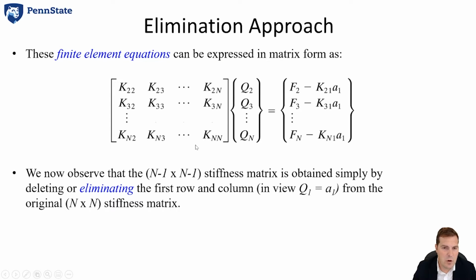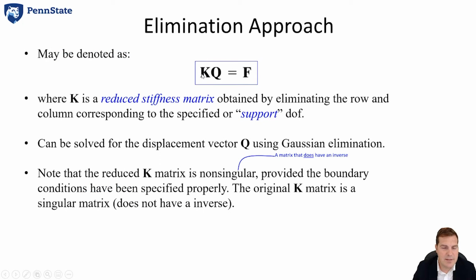Basically, if you took this global stiffness matrix before, we had a K11 over here, right? K11 here. We basically just crossed out everything in that line, and it left us with what we call the reduced stiffness matrix. We can now represent this as KQ equals F. Sometimes I like to write K reduced in my notes to keep it clear that this is the reduced matrix after I've applied the boundary conditions. This is obtained by eliminating the row and the column corresponding to the specified support degree of freedom.